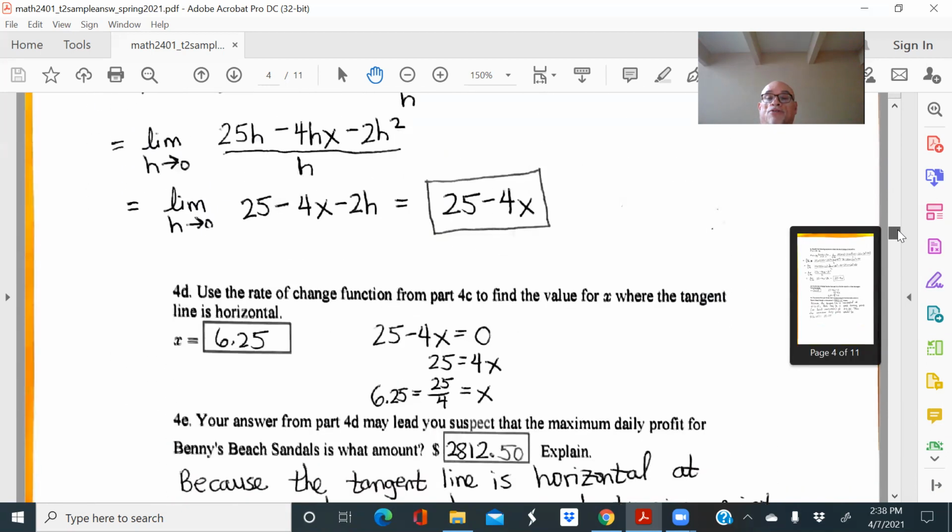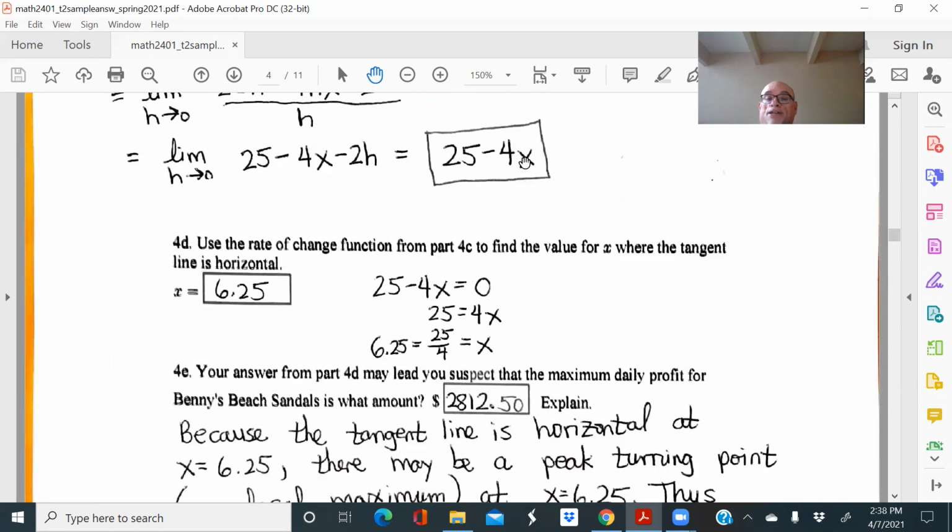All right, now let's see what we can do with that derivative. Now we've got that derivative, but what can we do with it? So in part D, it says, use the rate of change function to find the x value where the tangent line is horizontal. Okay, so now we know how to do that easily, right? We just take our derivative and set it equal to 0 and solve that equation. So you end up getting x is 6.25.